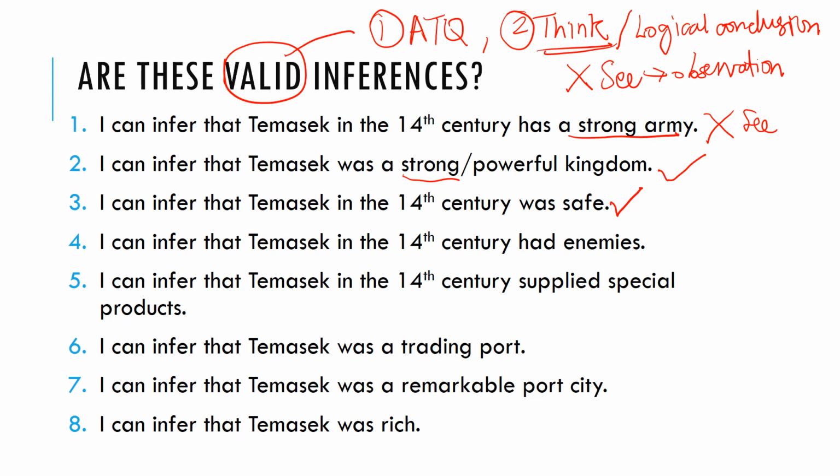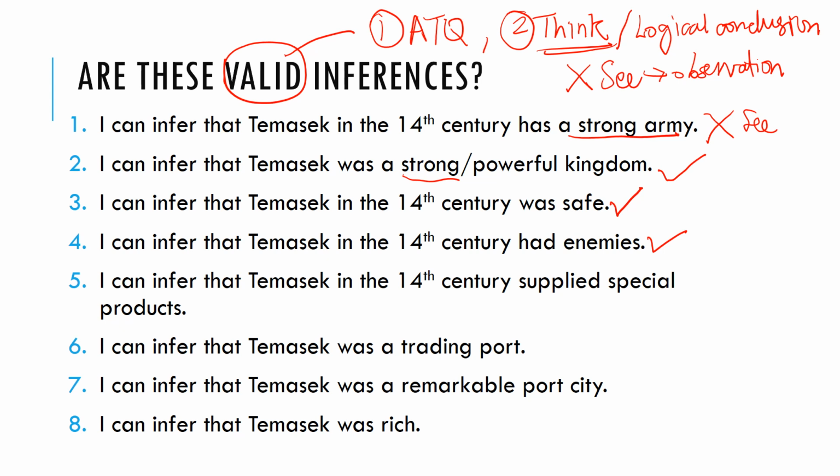Number 4, I can infer that Temasek in the 14th century had enemies. Similar to number 3, if there are people invading us, it means that we had enemies. So again, the person is thinking.